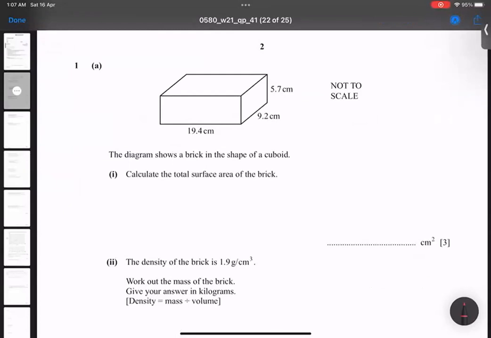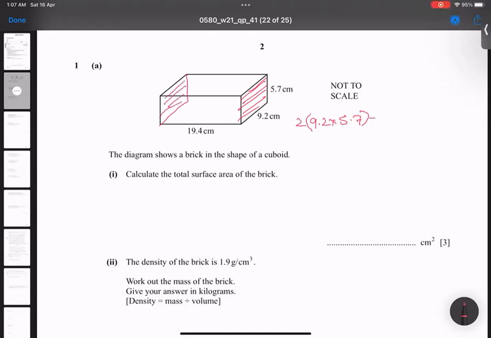If you look carefully, what is the area of this wall? We can say that the surface area of this wall is 9.2 times 5.7, and times 2. Why times 2? You can see from here. The reason is very clear, because this wall and this wall.